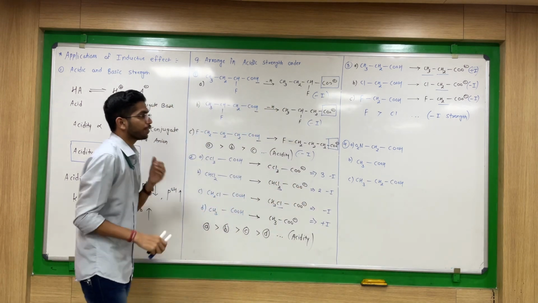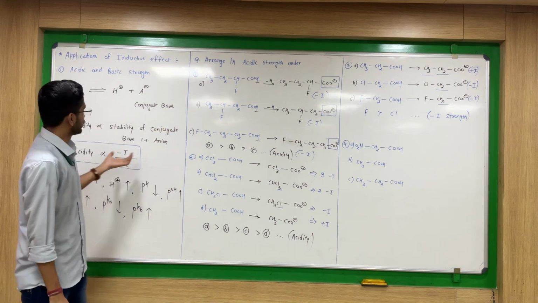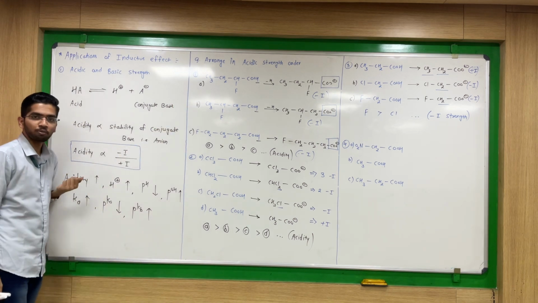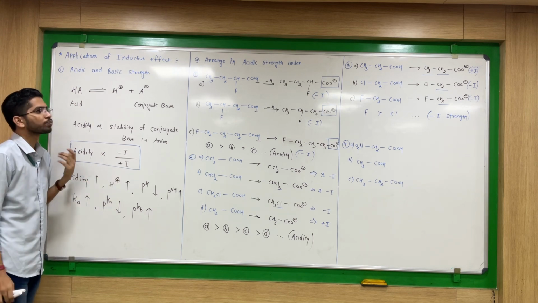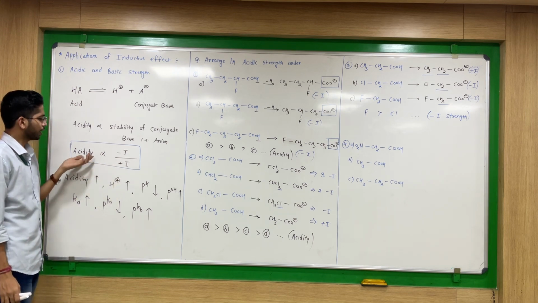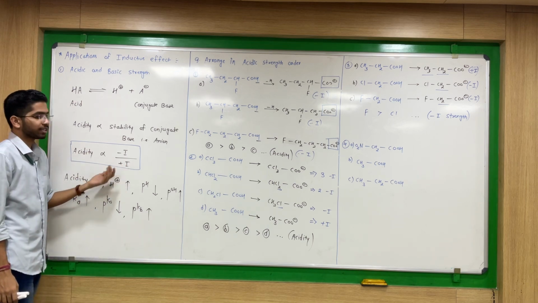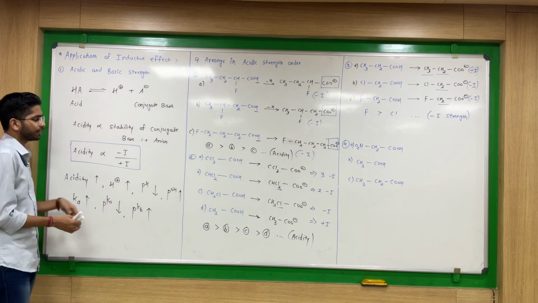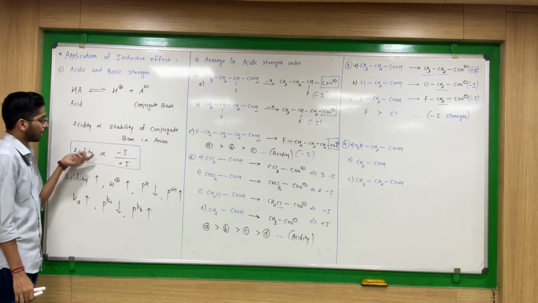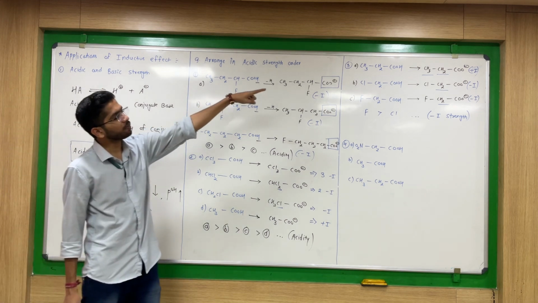Now how to find out the acidity? We know. Same thing again. Acidity is directly proportional to the minus inductive effect, inversely proportional to the plus inductive effect. If the plus inductive effect is less, acidity will be more. If plus inductive effect is there, acidity will decrease. So if minus inductive effect increases, acidity increases. So I have 1 plus and 2 minus.